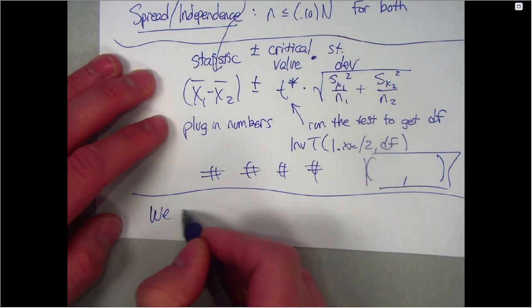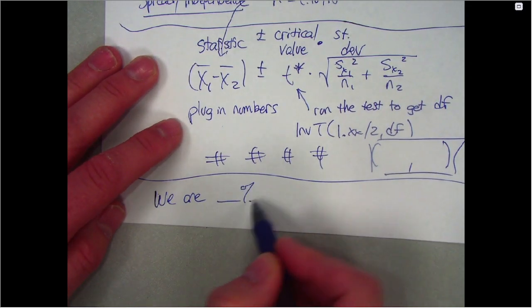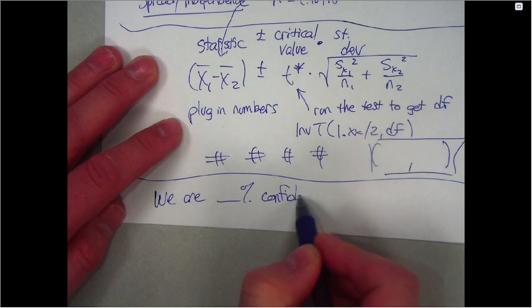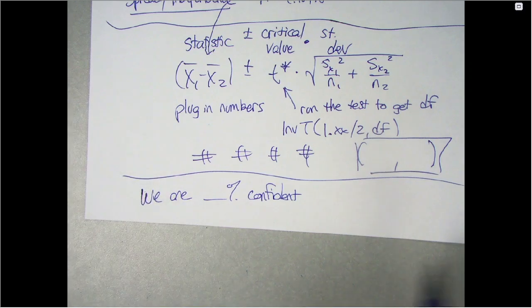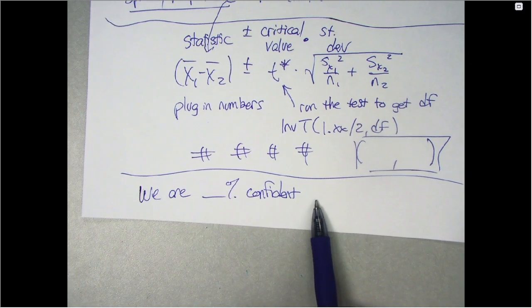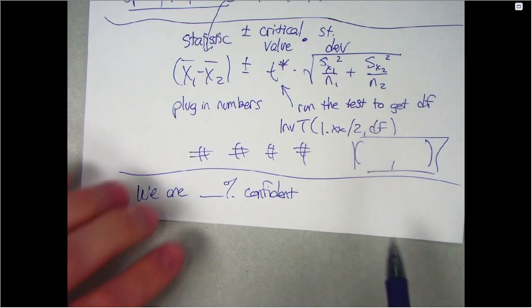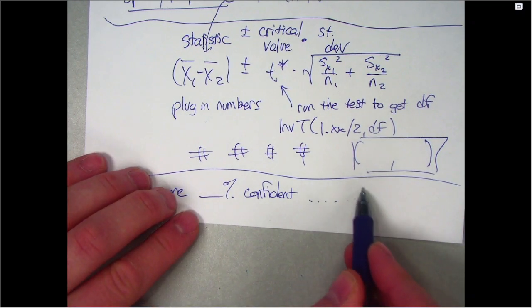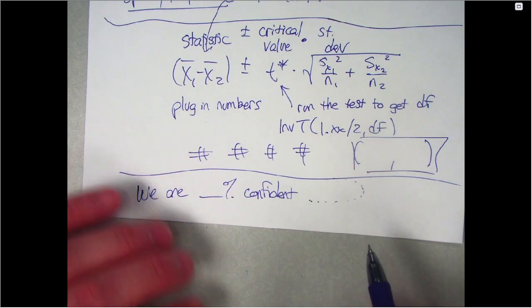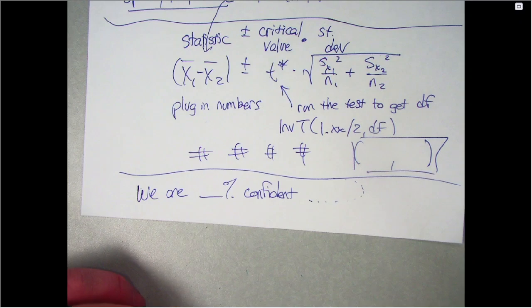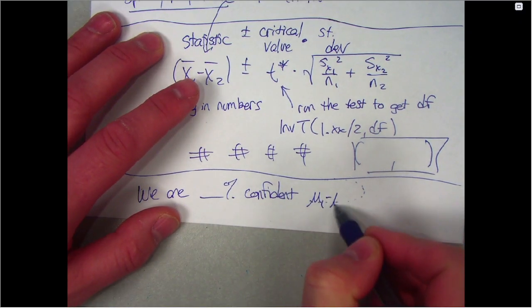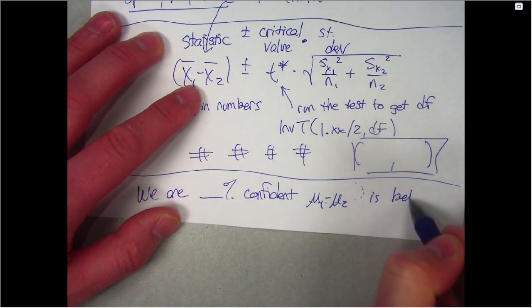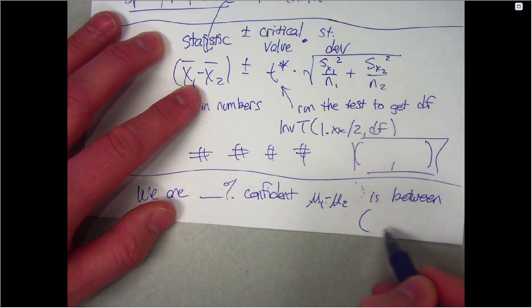And you'll say we are blank percent confident. What do I put here? What's the next phrase or symbols? What am I trying to estimate? What's the point of this? Before that, the mu1 minus mu2 is between, you know, whatever you got.